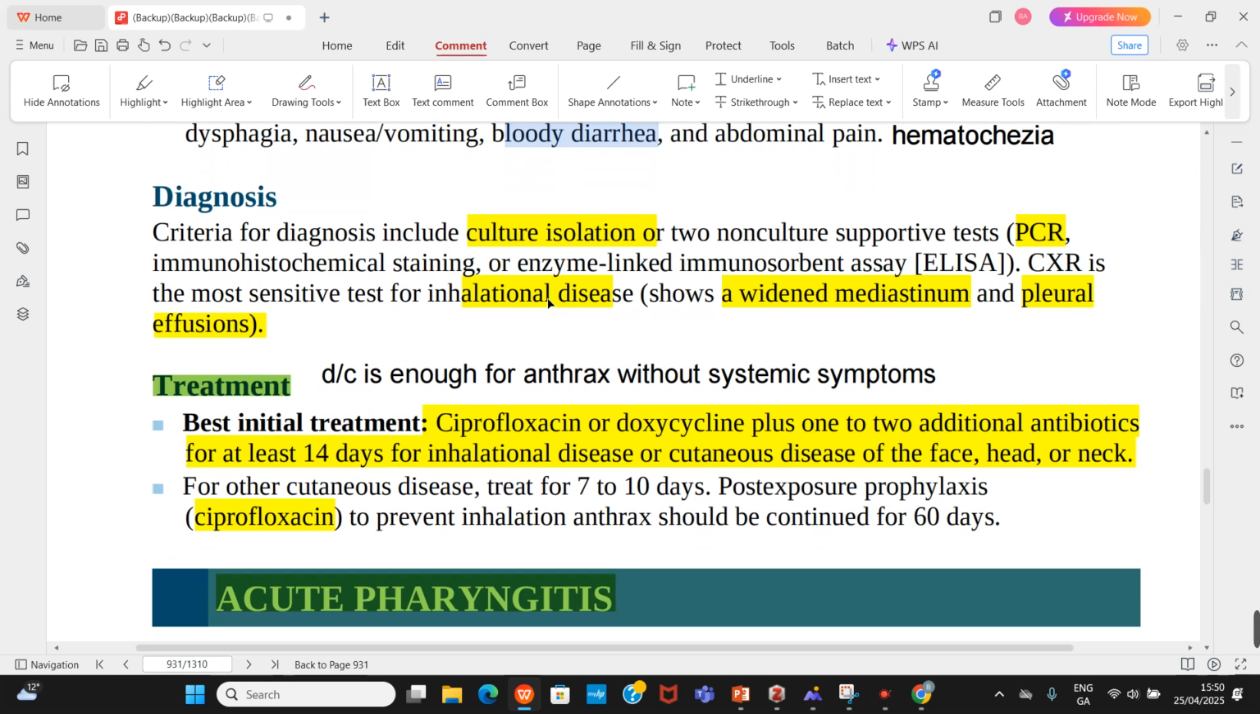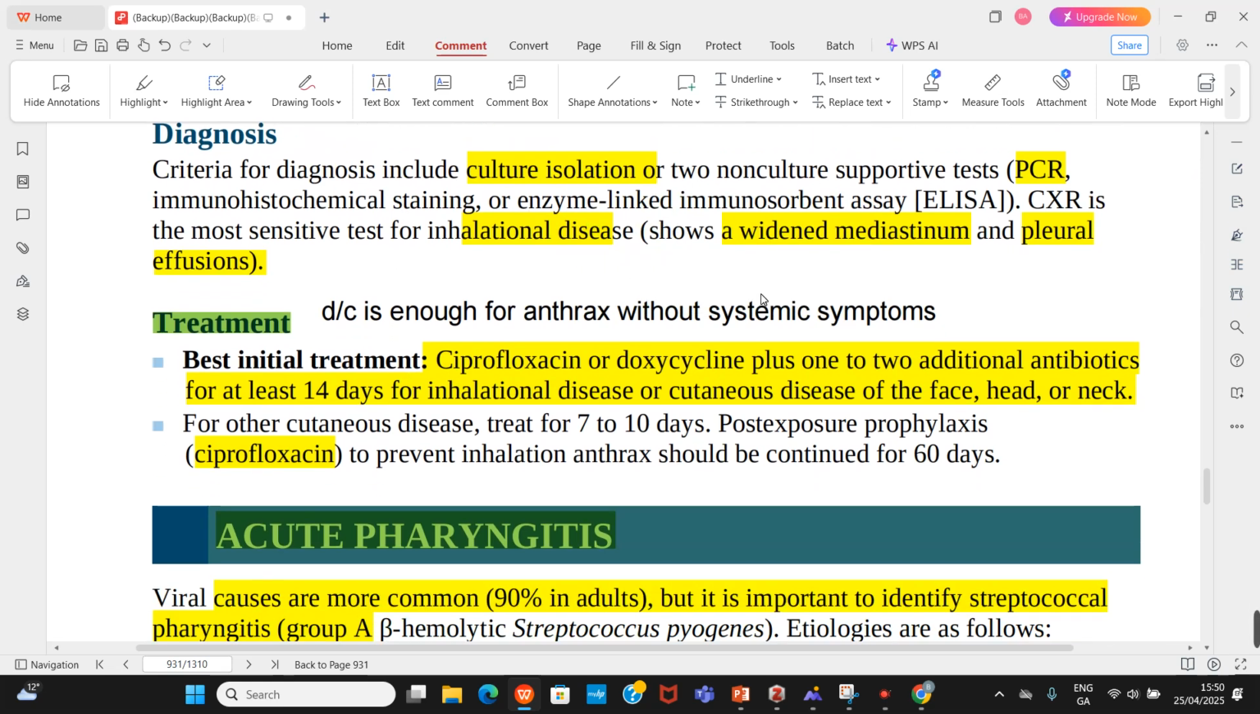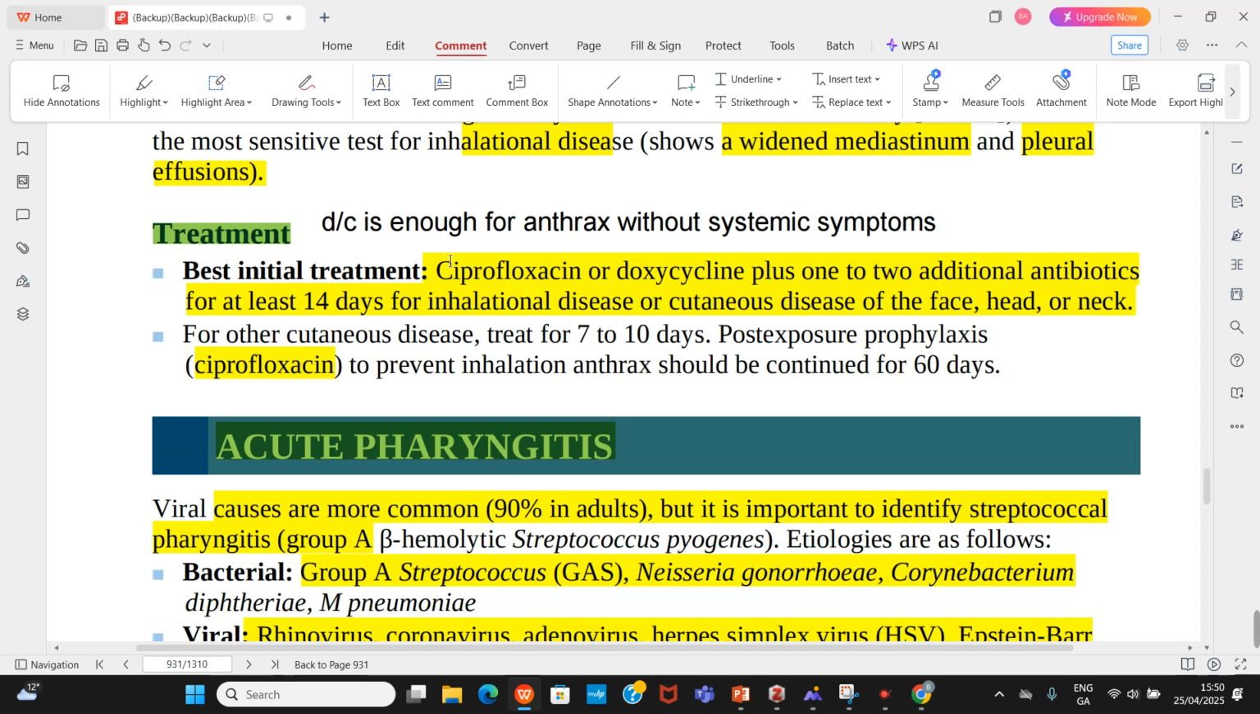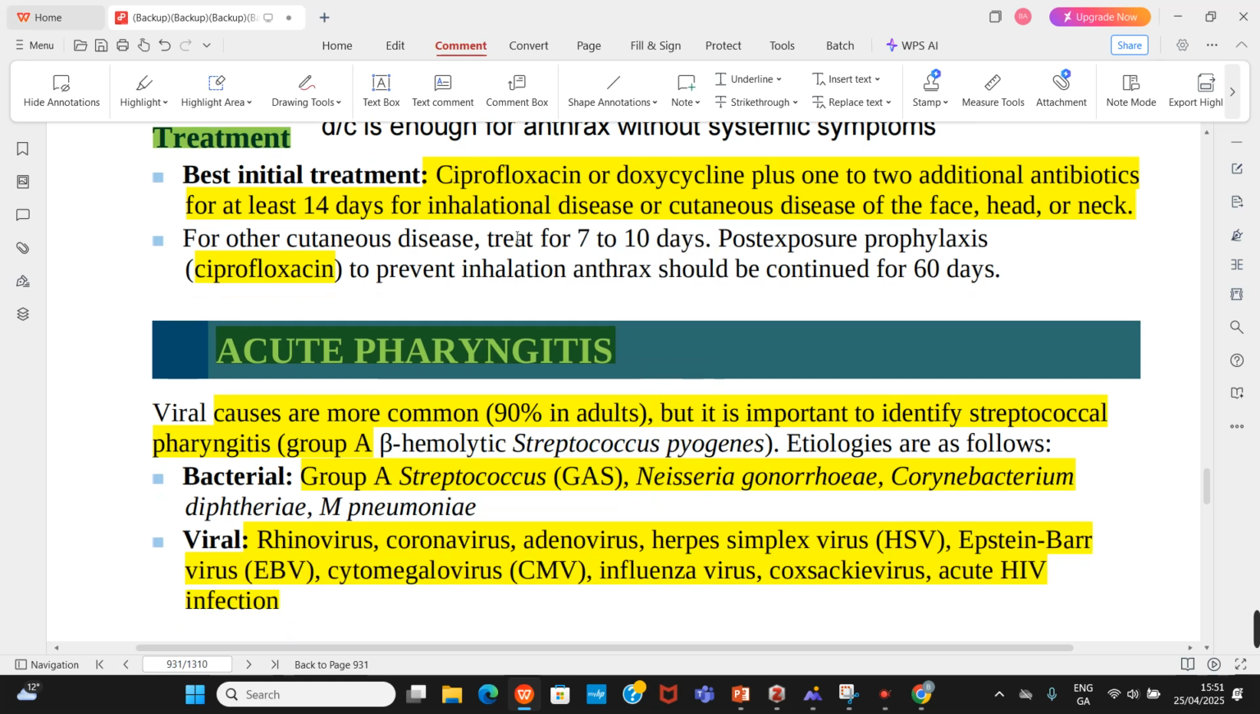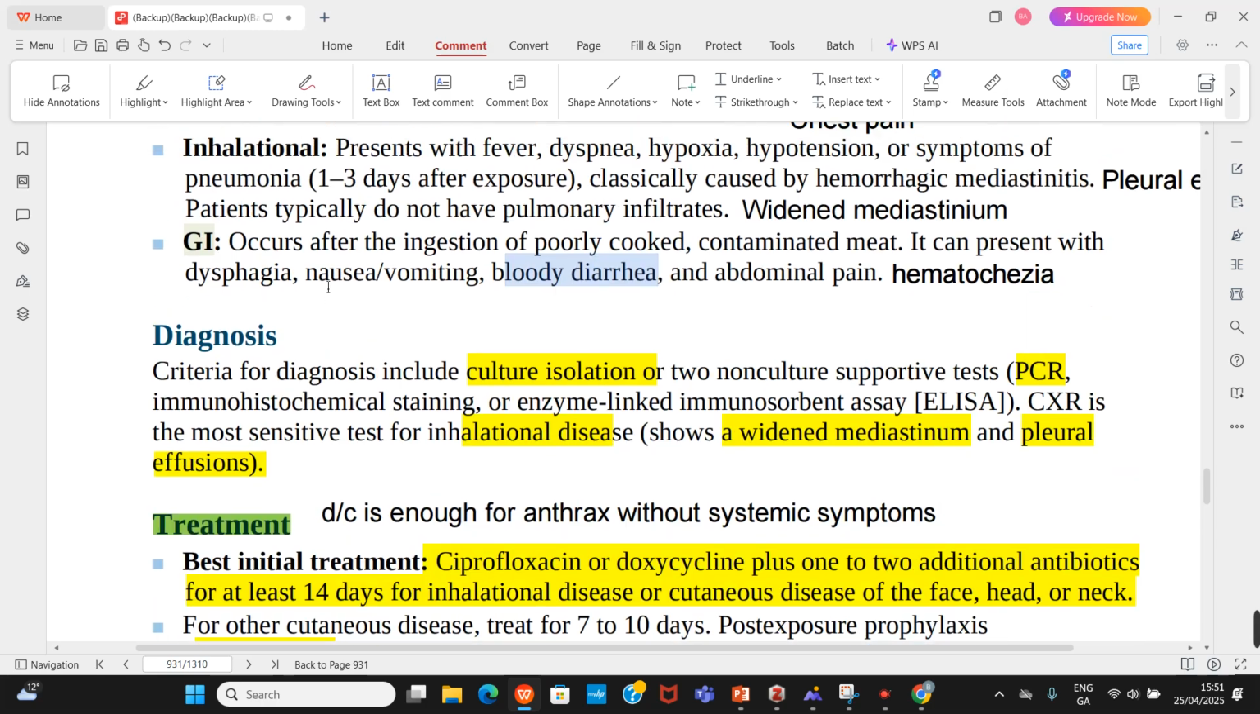So you can make your diagnosis by doing culture isolation, just culture it and grow, or do a PCR test. Sometimes you might need a chest X-ray, especially for the inhalational disease, so that you can see the widening mediastinum as well as the hemorrhagic pleural effusions that they have. How do you treat? Just give Doxy or Cipro, any one of them. And if somebody gets exposed to it, but the person is not yet symptomatic, you can give prophylaxis with Cipro. So always remember Cipro for anthrax.